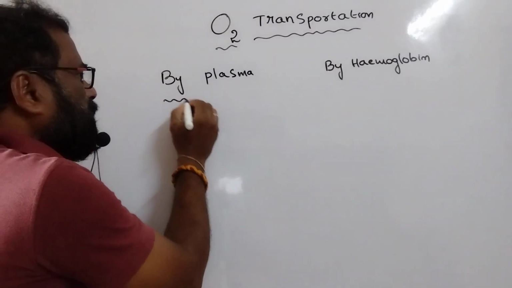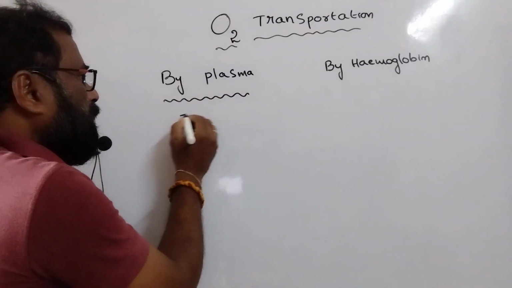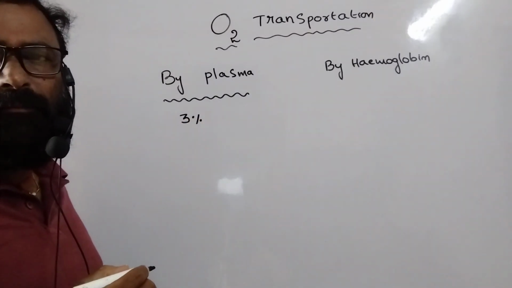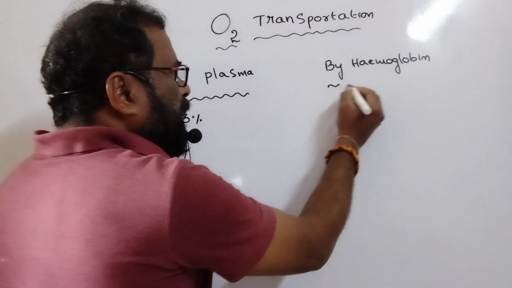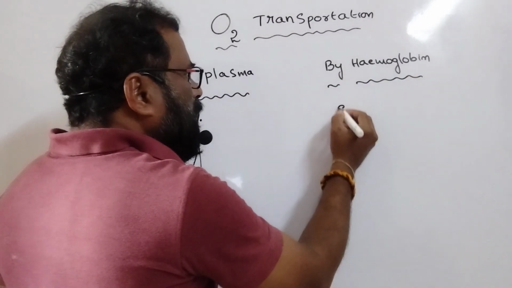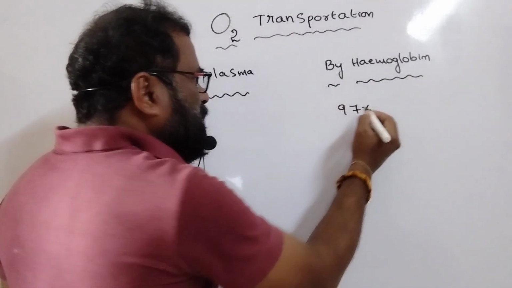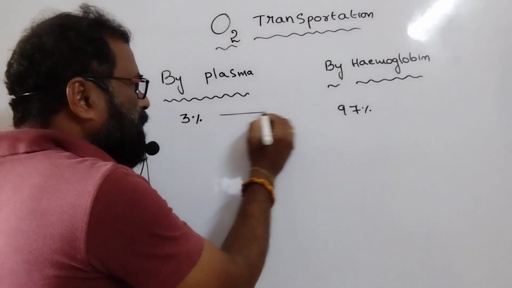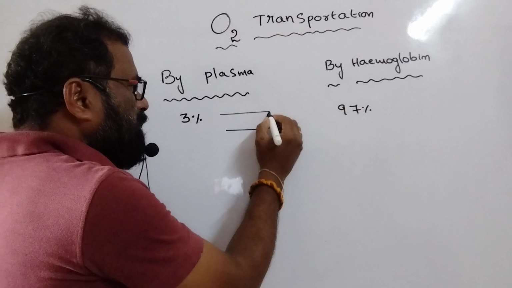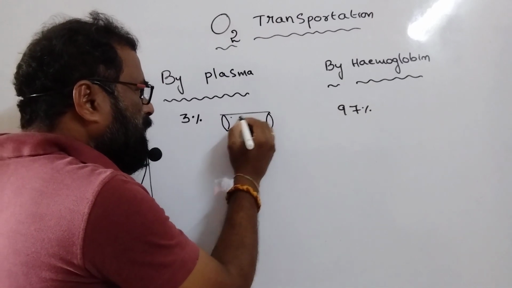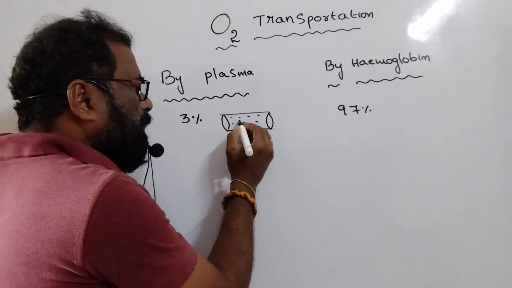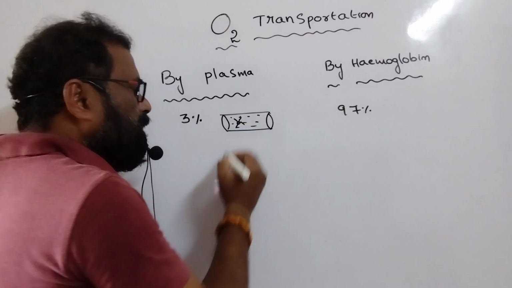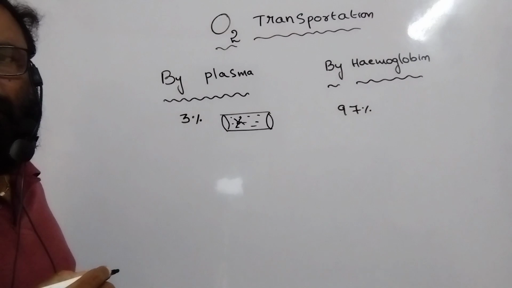By plasma, 3% of oxygen is transported. By hemoglobin, 97% of oxygen is transported.